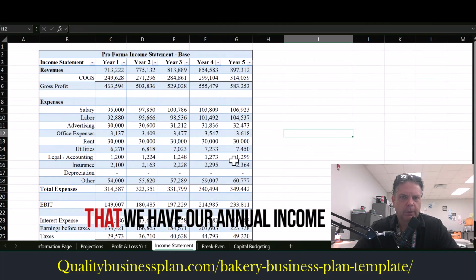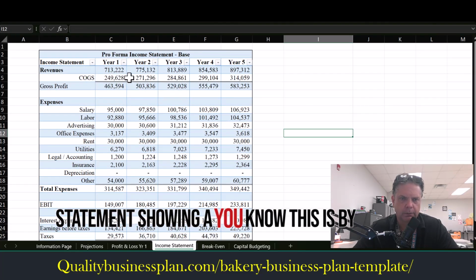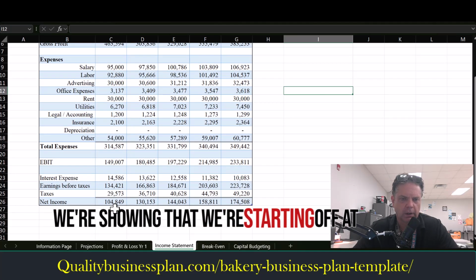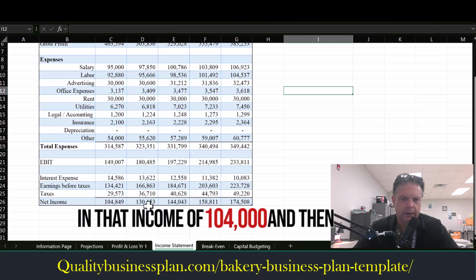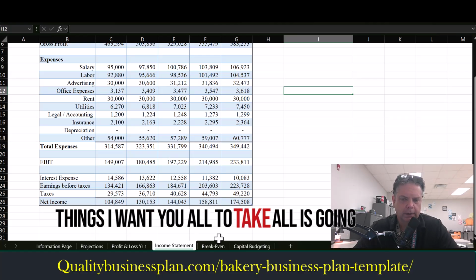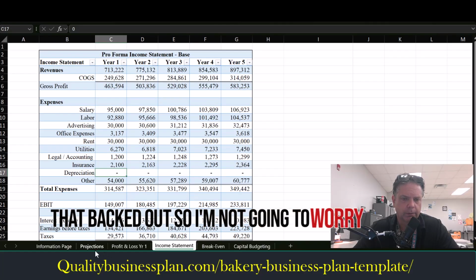Also, we have our annual pro forma income statement, by year 1 through year 5, and we're showing that we're starting off at a net income of 104,000, and then building from there. I was going to say depreciation, but I already have that backed out, so I'm not going to worry about that.